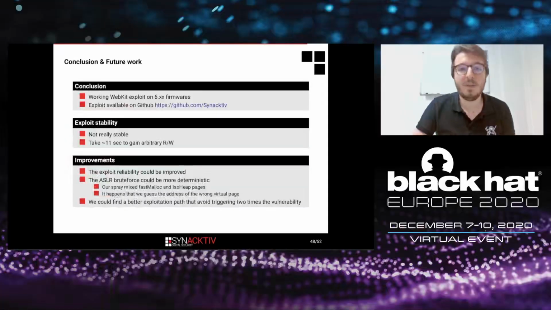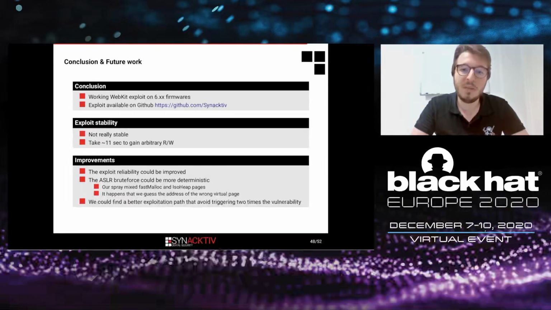So to conclude, the exploit works on version 6 of the PS4 firmwares. The exploit code is available on the Synacktiv GitHub. The exploit is not really stable, and it took about 11 seconds to reach arbitrary read and write, but the reliability could be improved by, for example, improving the ASLR brute force step. And we can also find a better exploitation path that avoids triggering the vulnerability two times.